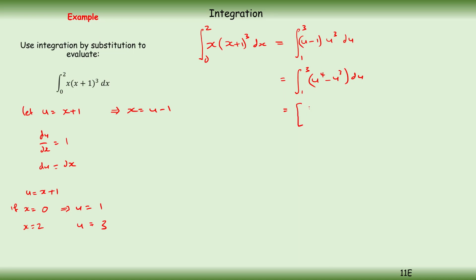So add 1 and divide. So u to the power of 5 over 5 minus u to the power of, add 1 and divide, 4 over 4. We don't need our constant this time because it would just subtract itself. And so we've got 3 to the power of 5 over 5, that's 5, minus 3 to the power of 4 divided by 4, minus a fifth, take away a quarter.